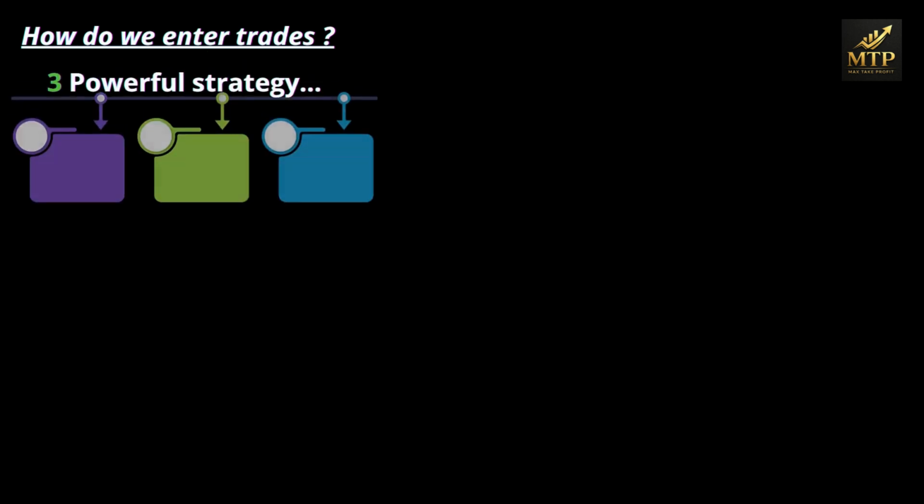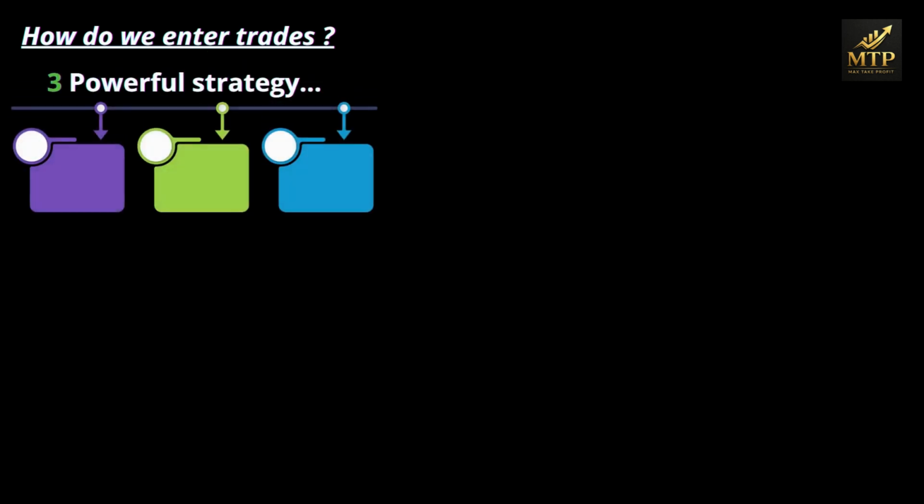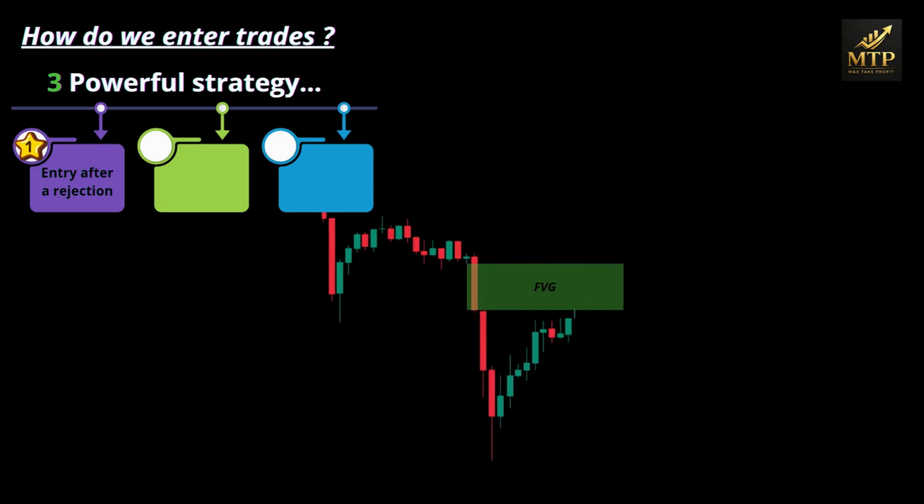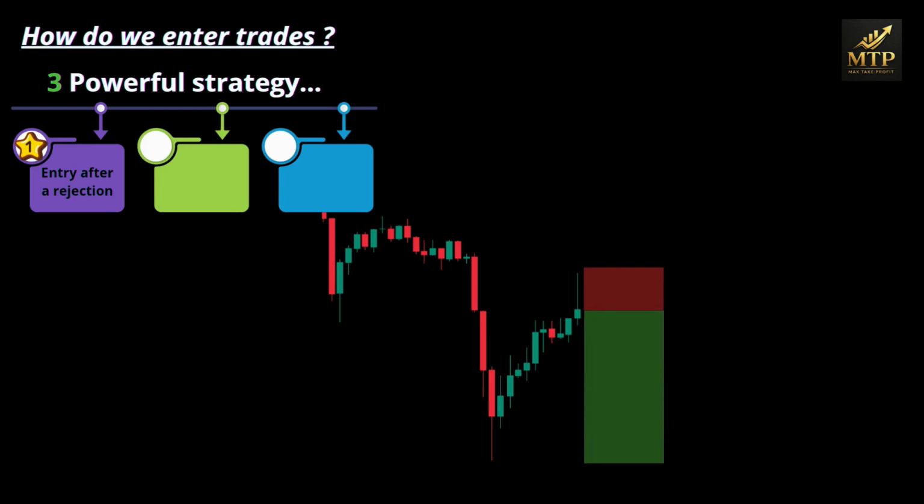So, how do we enter trades? Here are 3 practical strategies to trade fair value gaps. First, entry after a rejection. When price enters the fair value gap and then closes outside the zone in the opposite direction, you can enter right after that candle closes. Why? Because it shows a clear rejection. It means the market respects the fair value gap and a move is likely. Place your stop below structure and target the next liquidity level.